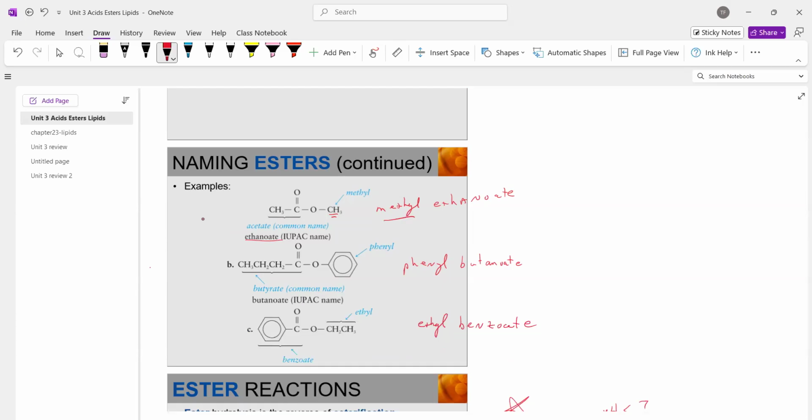Now, if you're starting off with phenol, this is going to be treated like a branch. So it's not going to be a benzo name, it's going to be a phenyl name. Since it started off with phenol as the alcohol and butyric acid as the acid part, we're going to name this phenyl butanoate.